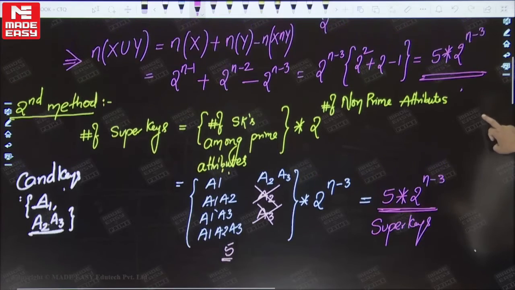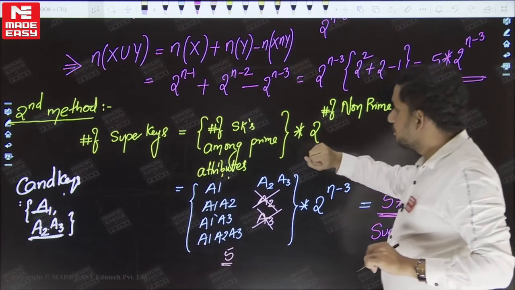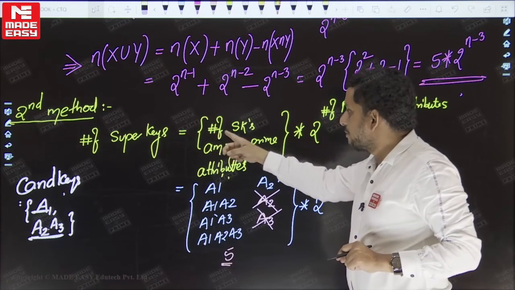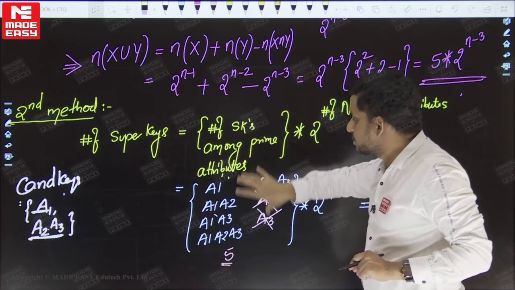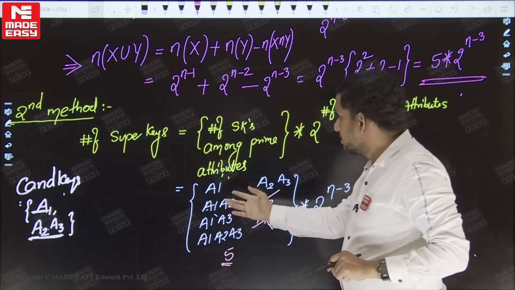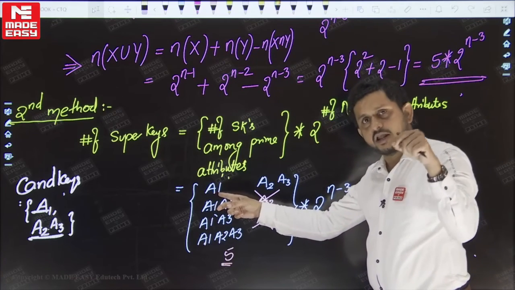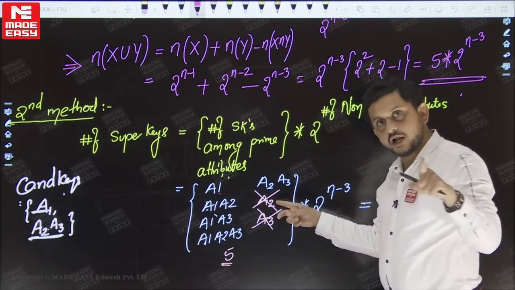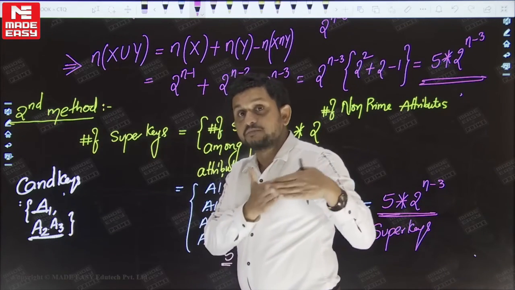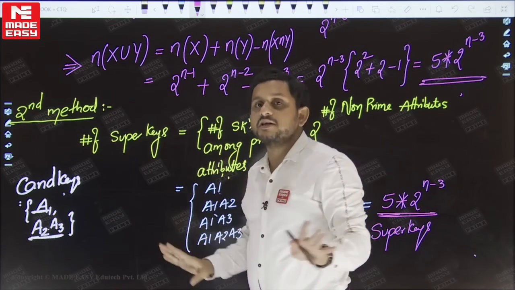Okay, so we can go for set theory and we can go like this. In the second method, it is more important that you should be able to find the number of super keys among the prime attributes properly. Here there is a possibility of mistake. So listen carefully. Only A1 is a super key because A1 itself is a candidate key, but only A2 is not a super key because only A2 is not a candidate key. It's a proper subset of a candidate key. A proper subset of a candidate key can never be a super key.